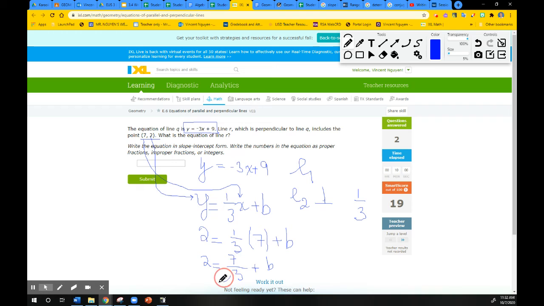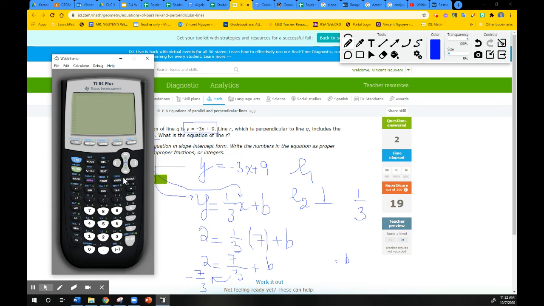Well, it's easy, same thing. Move the 7 over 3 away from b. That means you're going to be subtracting 7 over 3 on the other side. You're going to say, I don't know how to subtract that. That's okay. If you don't know how to subtract those two numbers, you have what we call a calculator, right? You can go in here and say, okay, how do I do this?